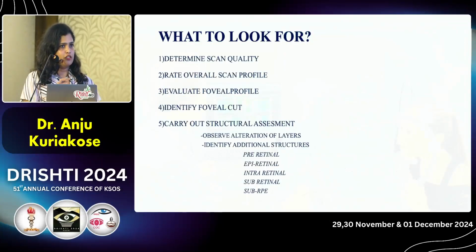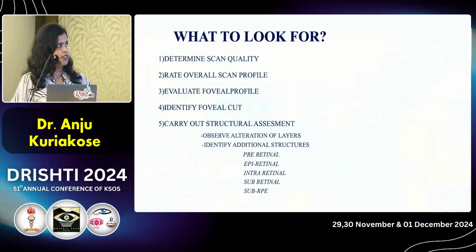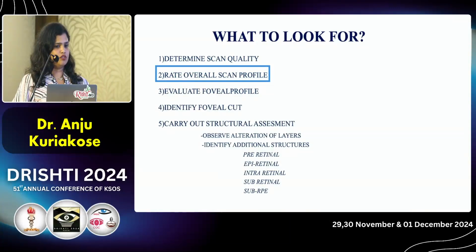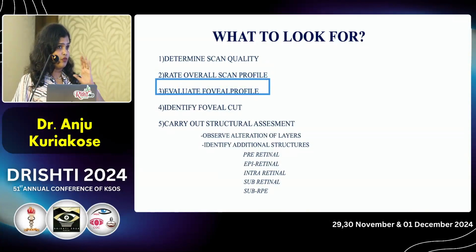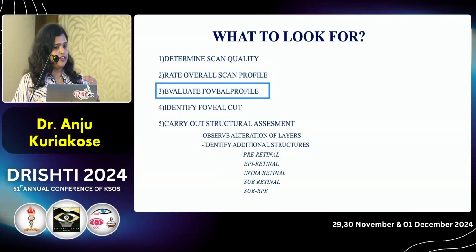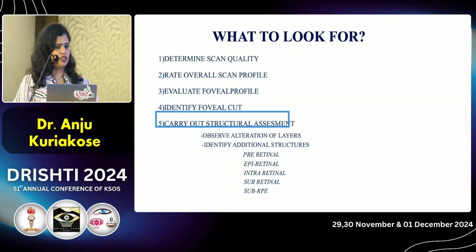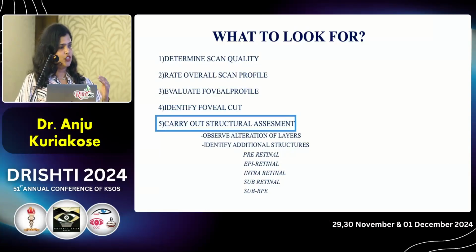So when you get an OCT, we have found out which protocol is used and which eye we have identified. So now what do we do? So first determine the scan quality. Next, rate the overall scan picture profile and evaluate the foveal profile. Next, identify the foveal cut and carry out the structural assessment. Structural assessment will be each and every structure, like from pre-retina to the epiretina.